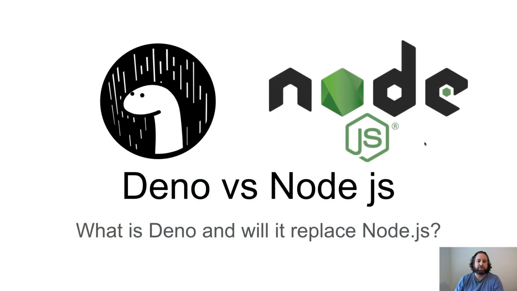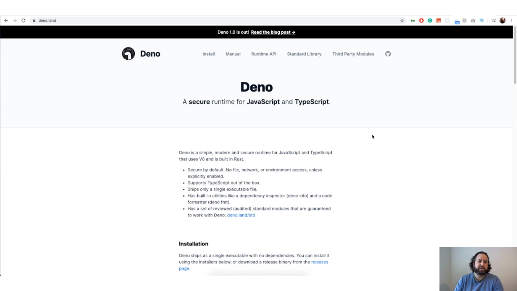All right, Deno versus Node.js. Here we go. This is deno.land, which is their homepage, and it basically describes what Deno is. It's a secure runtime for JavaScript and TypeScript. What does that really mean? That means Deno is just like Node.js. It is a runtime for JavaScript. It has TypeScript built into it, but it still runs on the V8 engine, which you'll see.